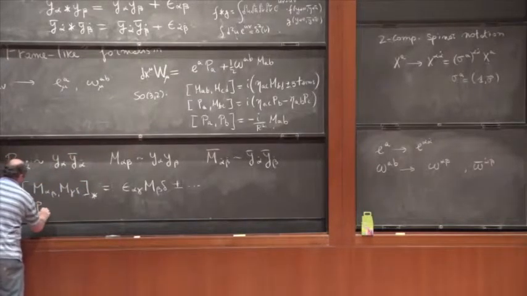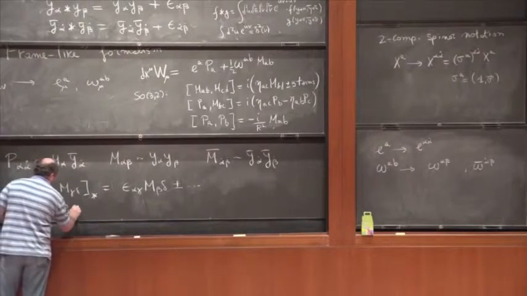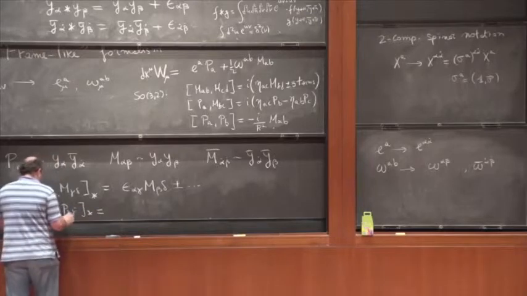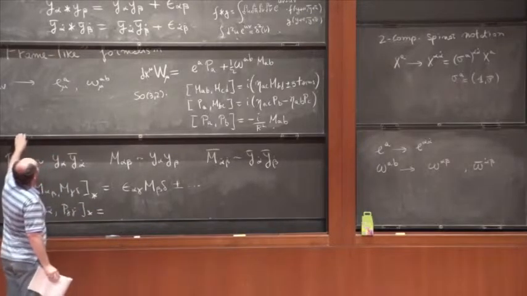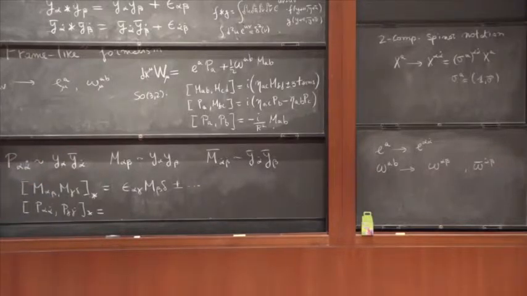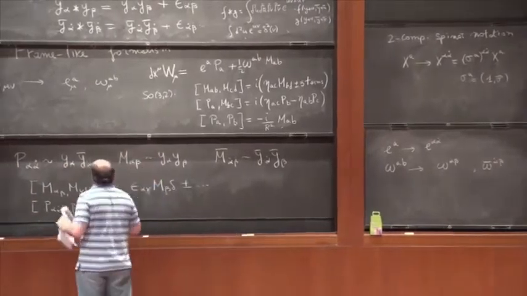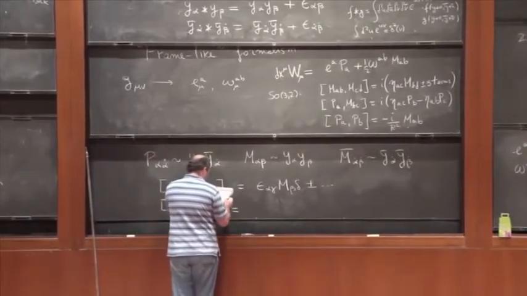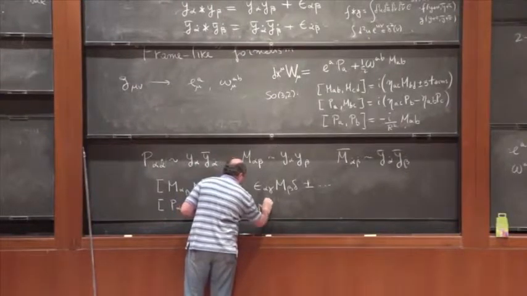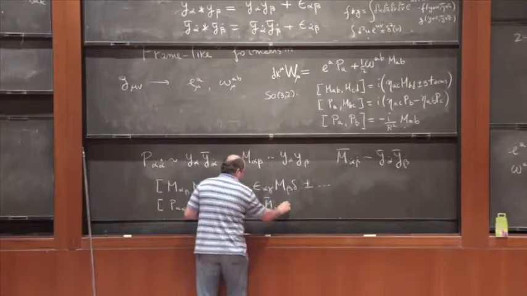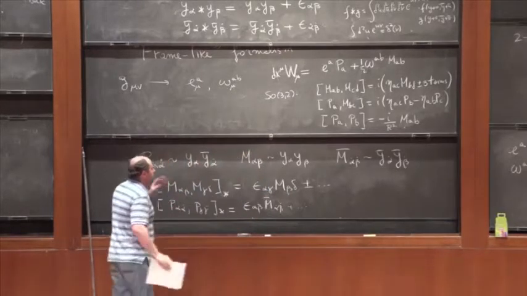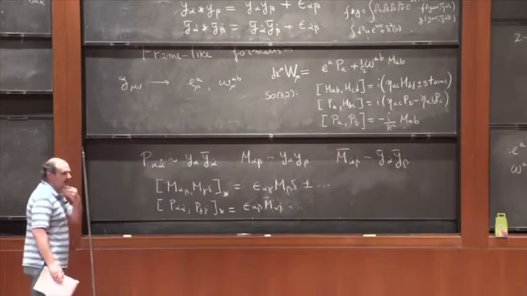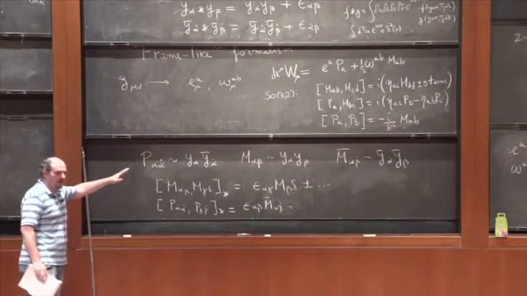For example, P alpha alpha dot, P gamma gamma dot, star commutator. I should perhaps say that I wrote y star y and y bar star y bar. y star y bar is just the ordinary product. You can see that from the general definition I wrote there. So the star product of y and y bar is trivial. So here we get the star commutator: epsilon alpha beta M bar alpha dot beta dot plus the other term. So far I just introduced these twistors as a way to realize this SO(3,2) algebra using star commutators.